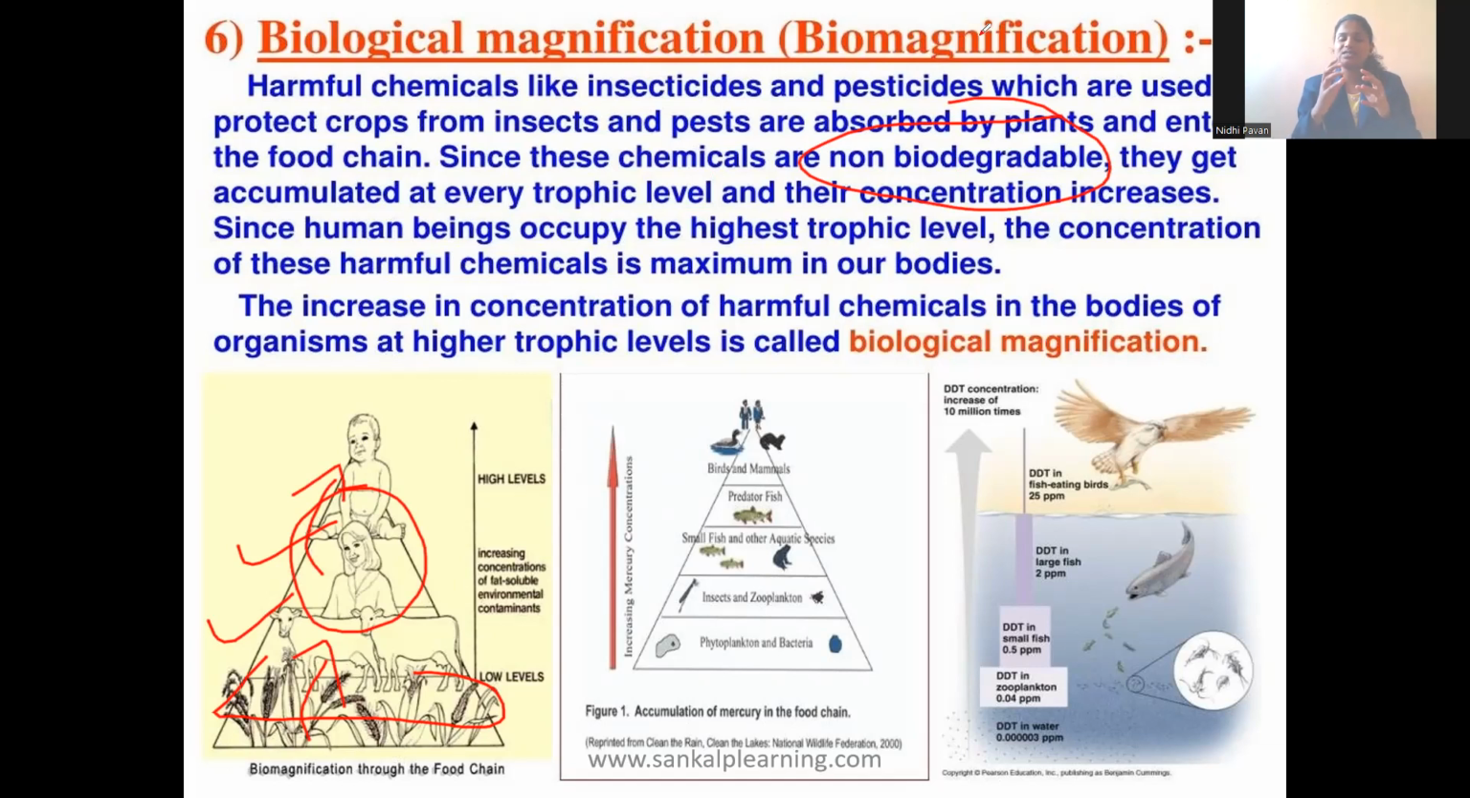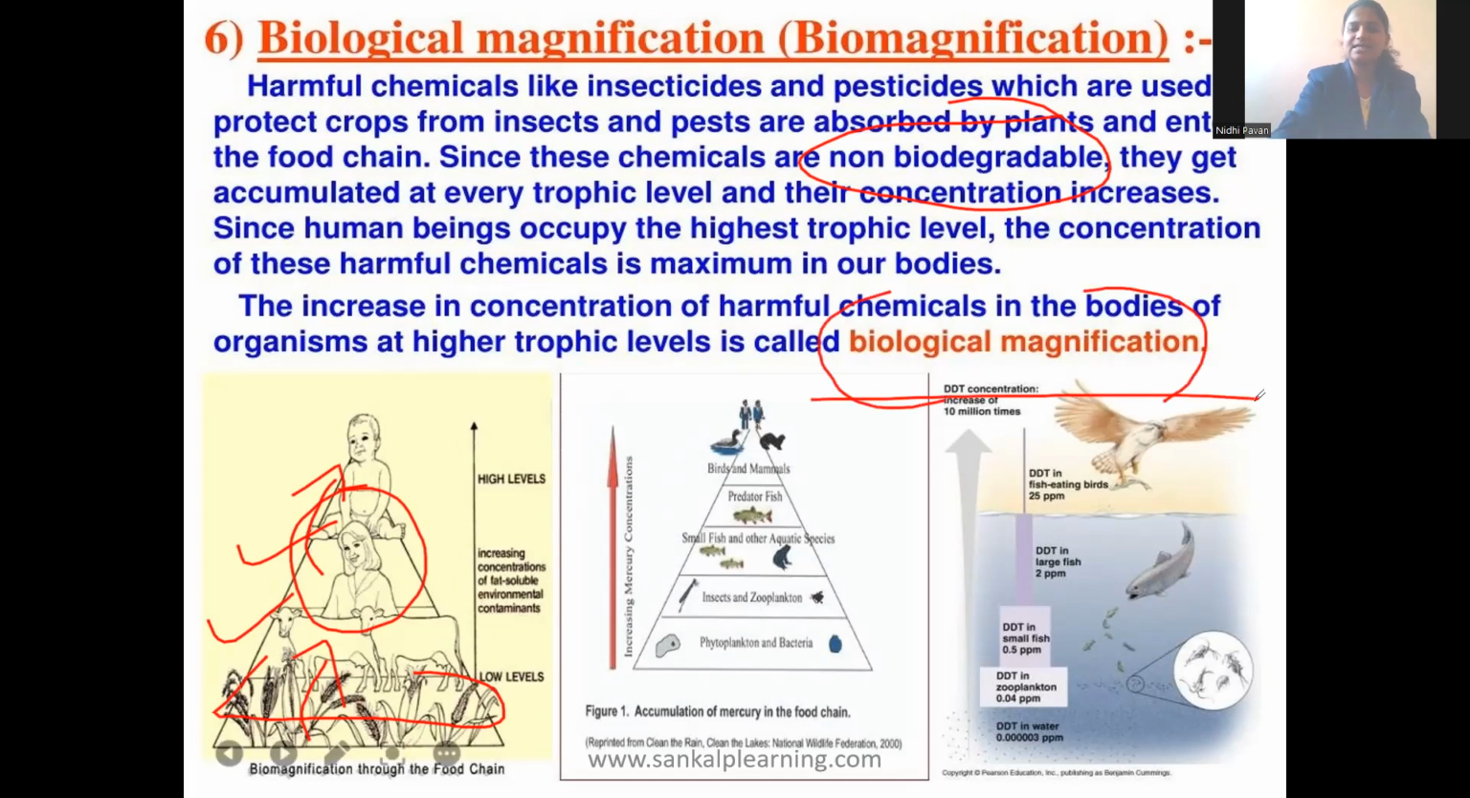The chemical concentration will not be decreased here. Instead, the concentration goes on increasing. So we know that chemicals which enter our body will not be helpful. They will harm our body. Instead, our body will become the accumulation for these chemicals, which is called biological magnification.